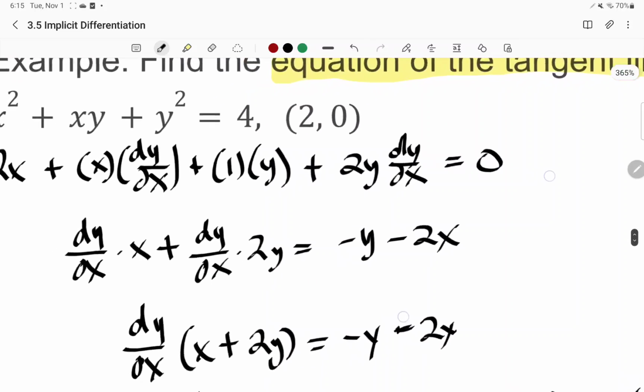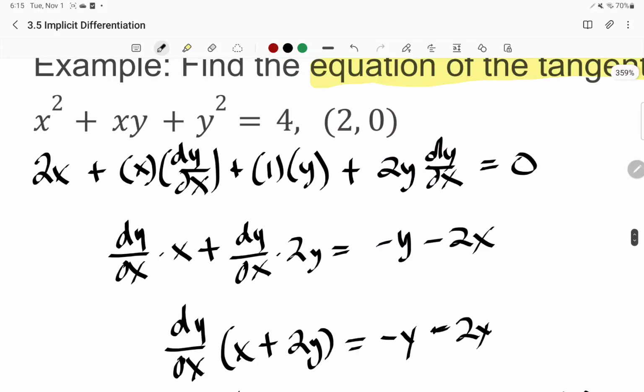Okay, so let's take a look at this step by step. First thing, you just find the derivative implicitly. The tricky part is right here. We haven't done one like this, but you have to use the product rule.